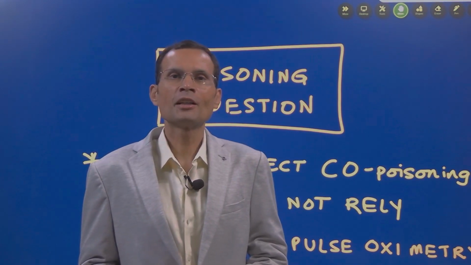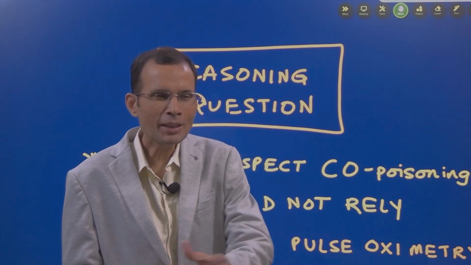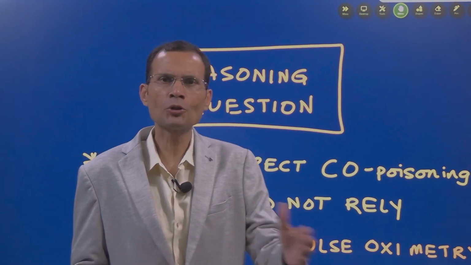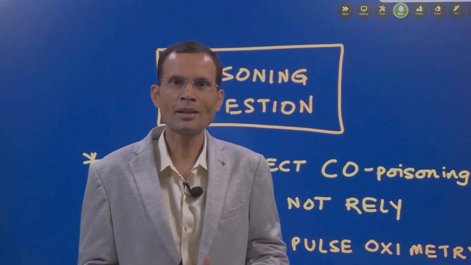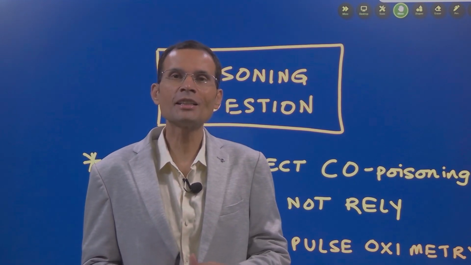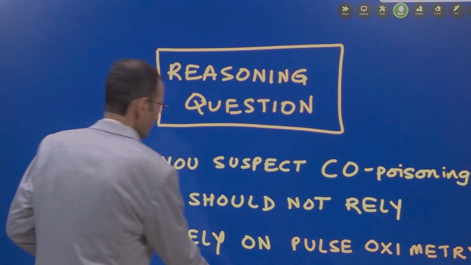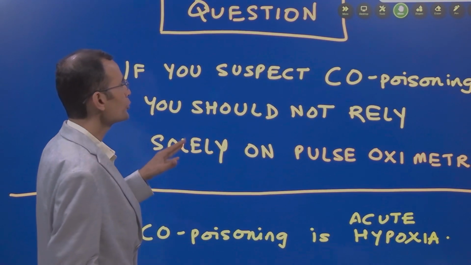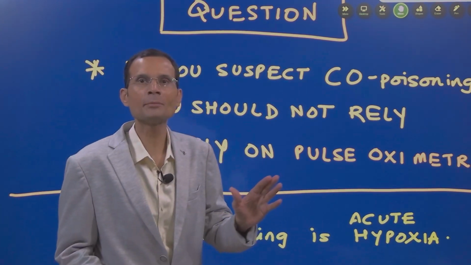Hello friends, imagine there is an acute emergency and you have made some preliminary investigation and you think it's all normal, there is no emergency. What is likely to happen? Can you imagine that? Yes, this reasoning question is based on such a situation. The question is, if you suspect carbon monoxide poisoning, you should not, or you cannot, rely solely on pulse oximetry.